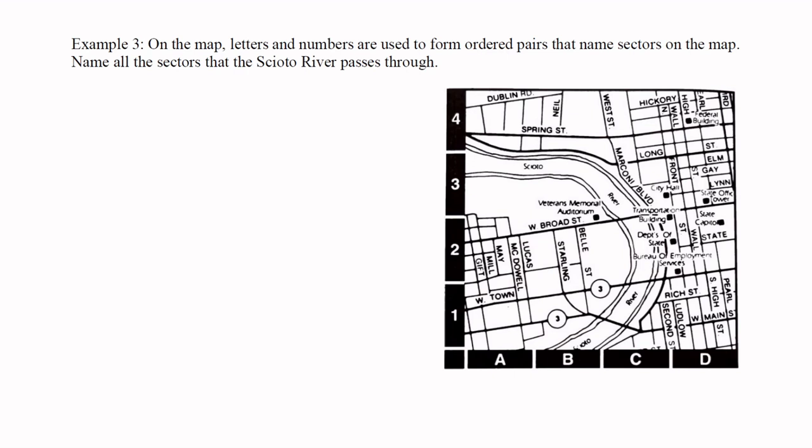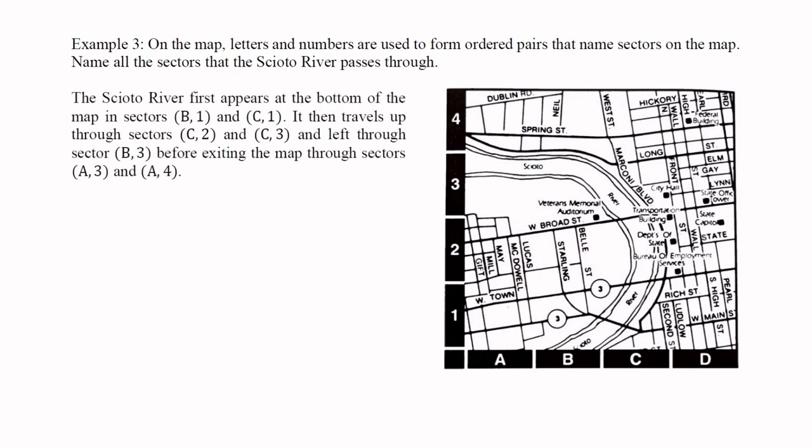Okay, so I'm going to go ahead and give you the solution to this here, and we're going to talk through it. So first of all, here's our river. I've highlighted it on the map for you. So we're going to start in sectors B1 and C1. Those are the first two sectors that the river runs through. Then it travels up through sectors C2 and C3.